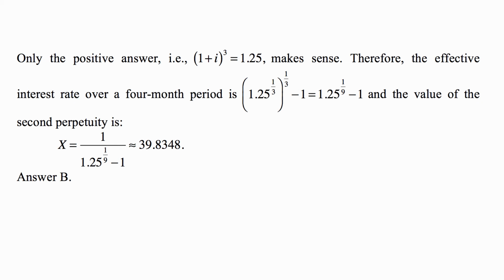And we have a unit perpetuity immediate of 1 paid every 4 months, starting in 4 months. So that present value will be 1 over the effective interest rate over that period. So 1 over 1.25 to the 1/9 minus 1, and that's X that we're looking for, and it's equal to 39.8348 approximately, which is answer B.